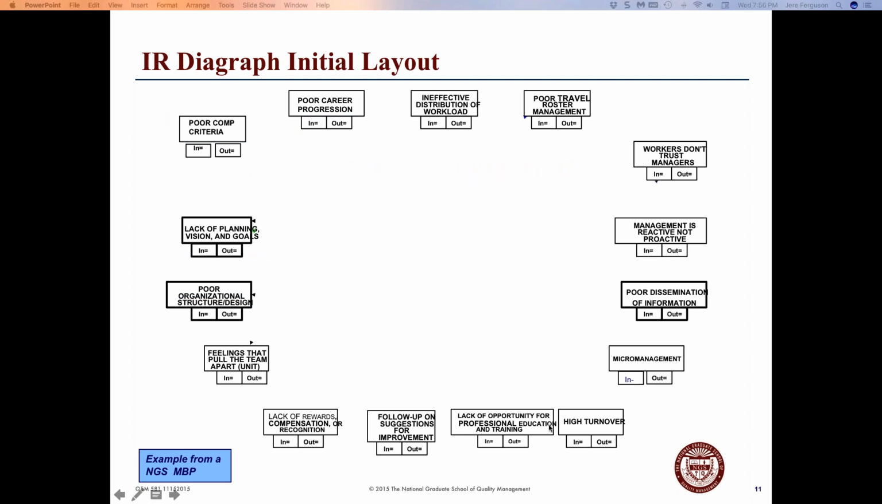If, for example, this high turnover was tied to poor career progress, and I was saying the turnover was being caused by poor career progress, then I would draw a line out of high turnover and put it in to poor career progression, or vice versa.